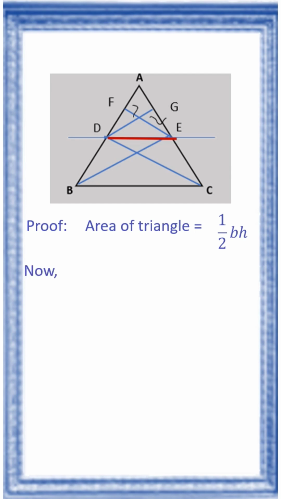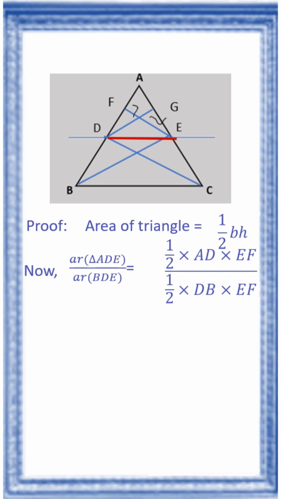Now the ratio of area of triangle ADE upon area of triangle BDE is equal to half into AD into EF upon half into BD into EF. Half and half in numerator and denominator get cancelled. EF in numerator and denominator get cancelled. So area of triangle ADE upon area of triangle BDE is equal to AD upon DB. Let this be equation number 1.